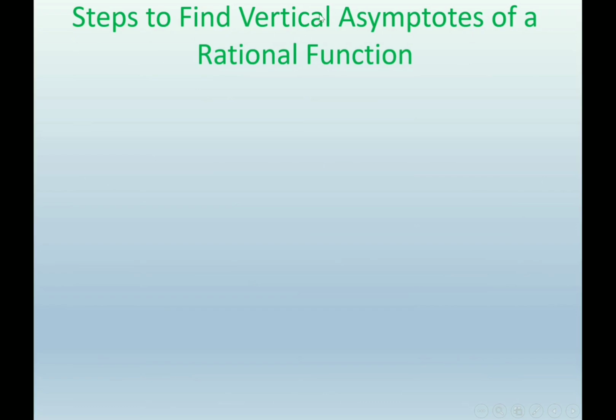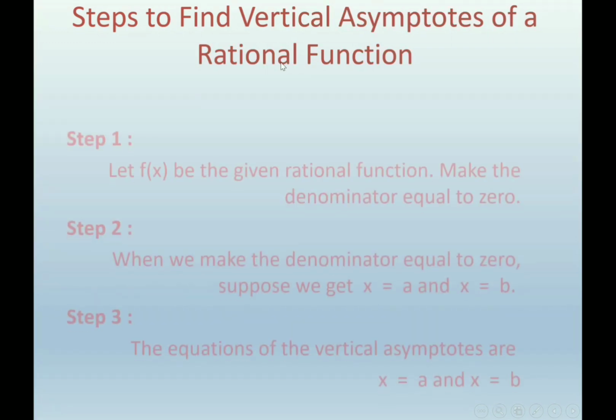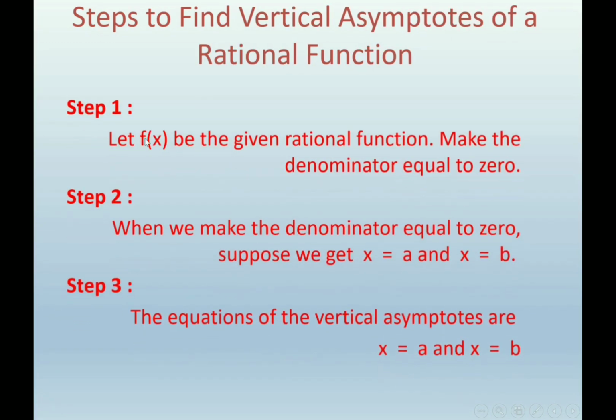Steps to find vertical asymptotes of a rational function. Step number 1, let f of x be the given rational function. Make the denominator equal to 0. Step 2, when we make the denominator equal to 0, suppose we get x equals a and x equals b. That means you're going to solve the equation. Step 3, the equations of the vertical asymptotes are x equals a and x equals b.